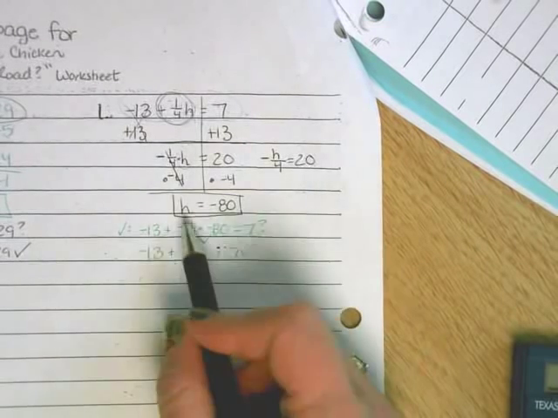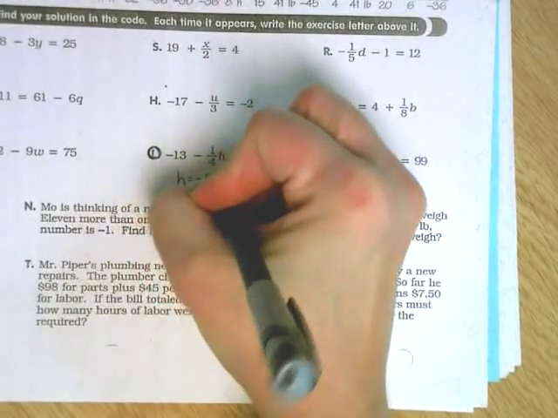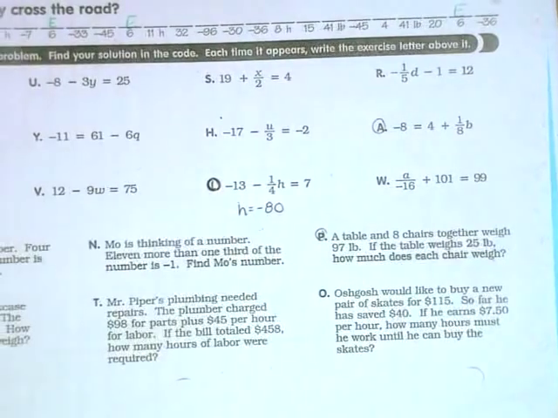What did we get? H equals negative 80 for L. Turn this over. We had H equals negative 80. So any negative 80s on the top, we'll go put an L by.